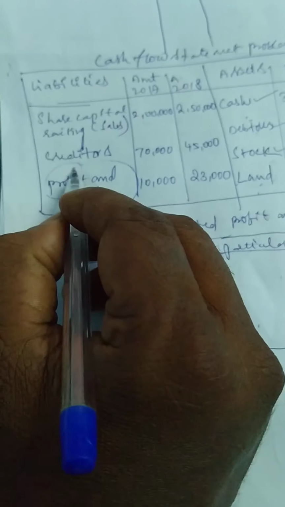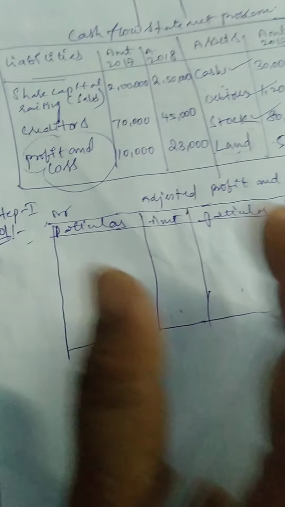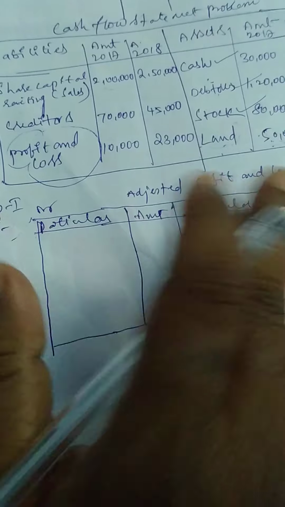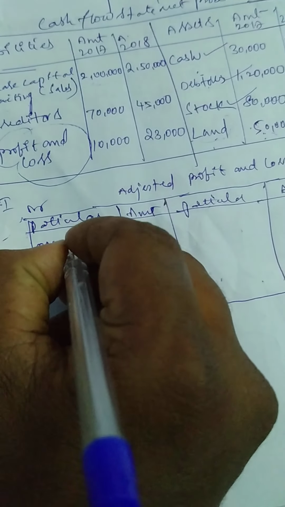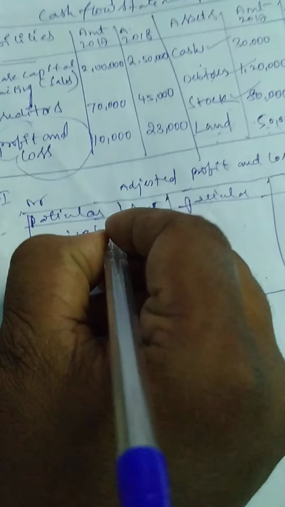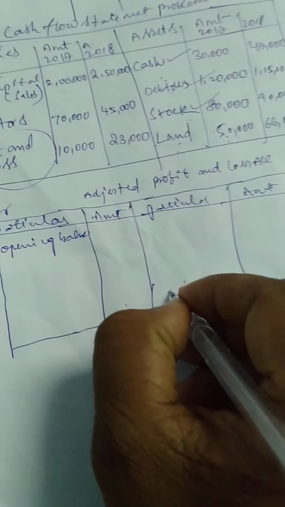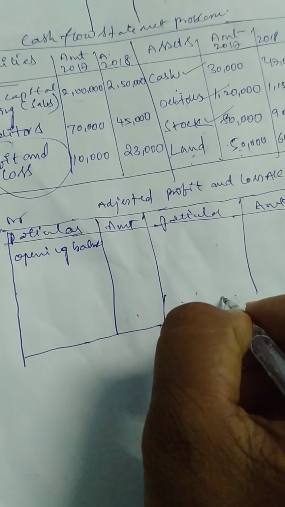Okay, cash flow statement. So adjusted profit and loss account. We need to take the profit and loss; the remaining things are assets and liabilities or sales or purchase. In this adjusted profit and loss account, on the debit side we take the opening balance and on the credit side we take the closing balance.